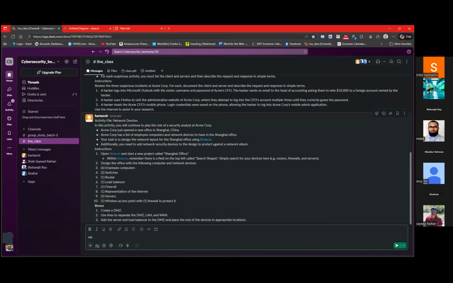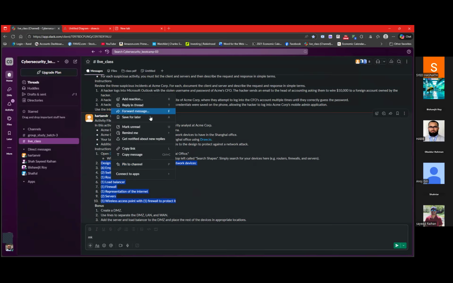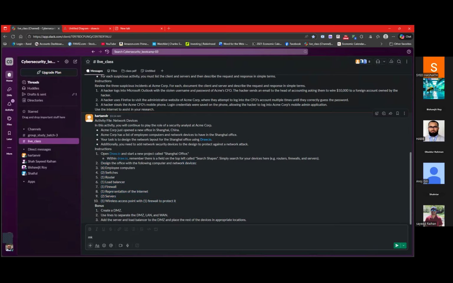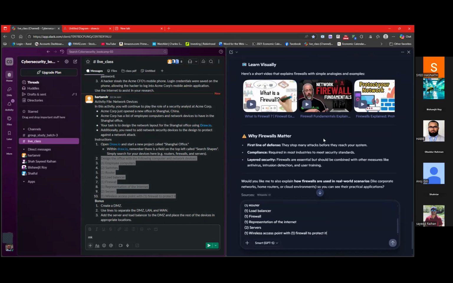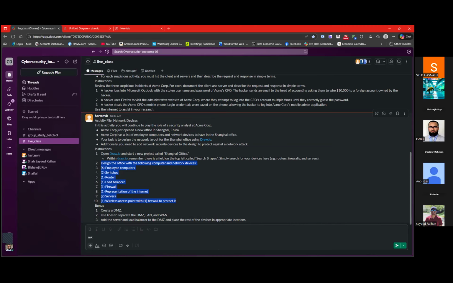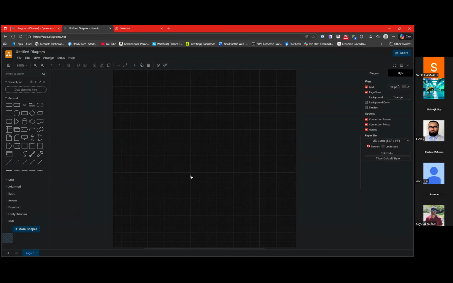Design the office with the following computer and network devices. I think you can copy the instructions and paste them in the drawing, right? Yes. Okay, paste it somewhere here.